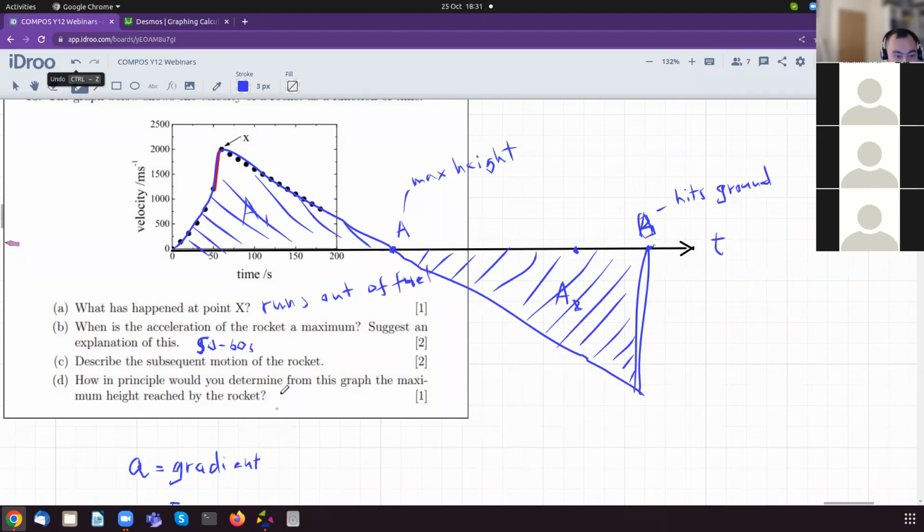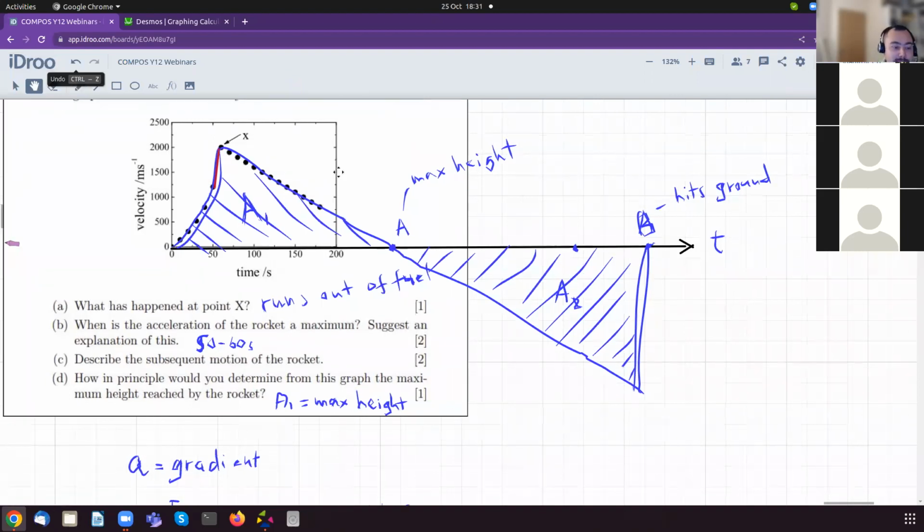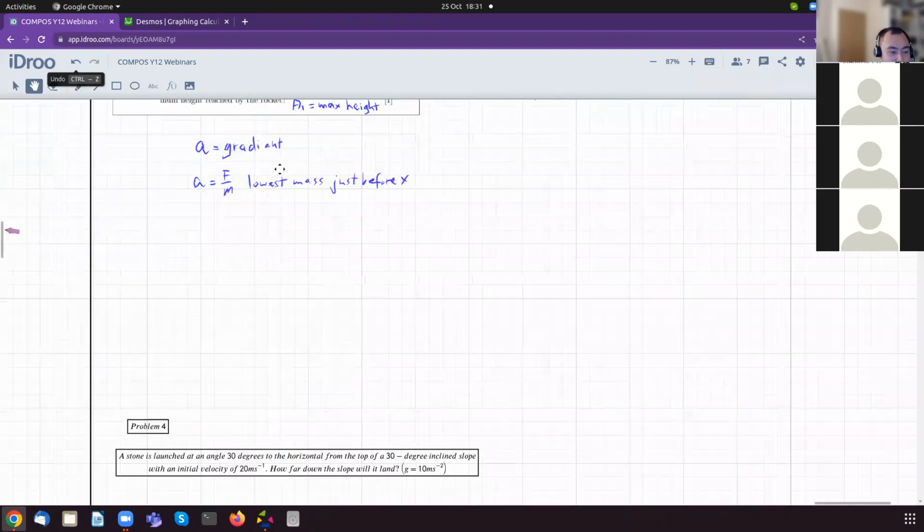Well, that would be the area A1. A1 is the maximum height. Area A1, maximum height. So you can just physically do this from the graph. Just count the squares, or find a function that fits and then integrate it. Okay. All right, we're going quite fast.